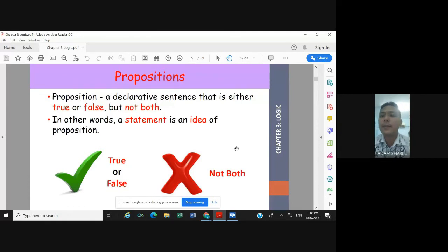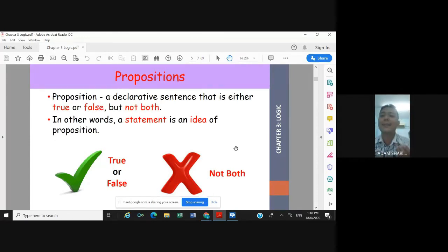English has so many statements. We can have many statements. I like UMP. I hate UMP. Maybe you can say I hate HEP because they don't return our fee. Yeah, that is a statement, but not all statements are propositions. A proposition must be a declarative sentence that can be answered either true or false, but it cannot be both. So a proposition must be true or false, but not both.